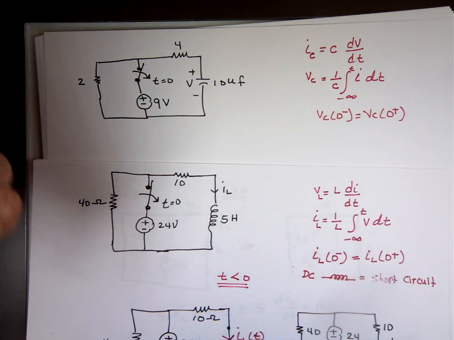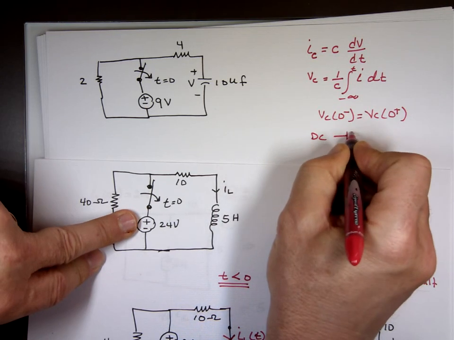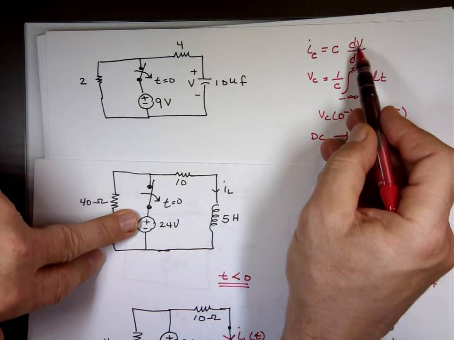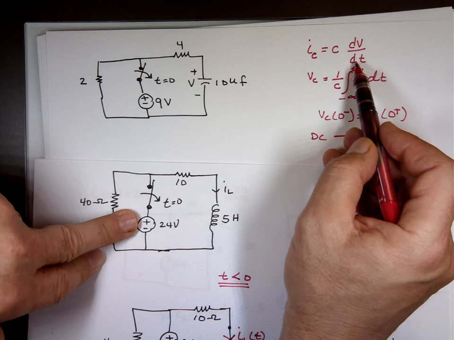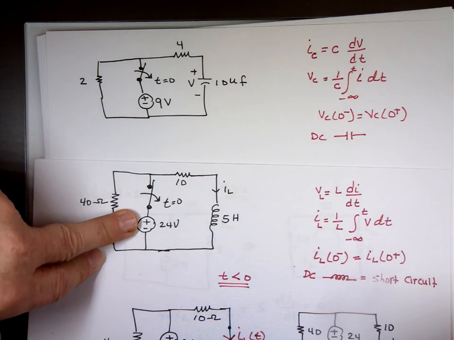And to DC, now again, let's think about this. If you have a constant value, what's the derivative of any constant? 0. That means the current is 0. For the current to be 0, it's going to behave as what? Open circuit.